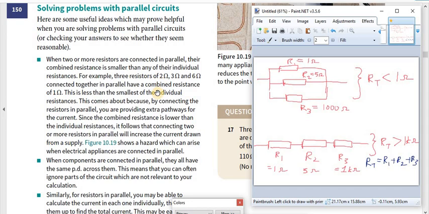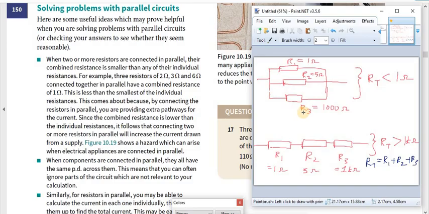Okay, you can do the calculation using the formula and you will realize that it is 1 ohm. They have given you this example to show that when resistors are connected in parallel, the total resistance should be less than the least resistance. So this is less than the smallest of the individual resistances. This comes about because by connecting the resistors in parallel, you are providing extra pathways for the current. Since the combined resistance is lower than the individual resistances, it follows that connecting two or more resistors in parallel will increase the current drawn from a supply.